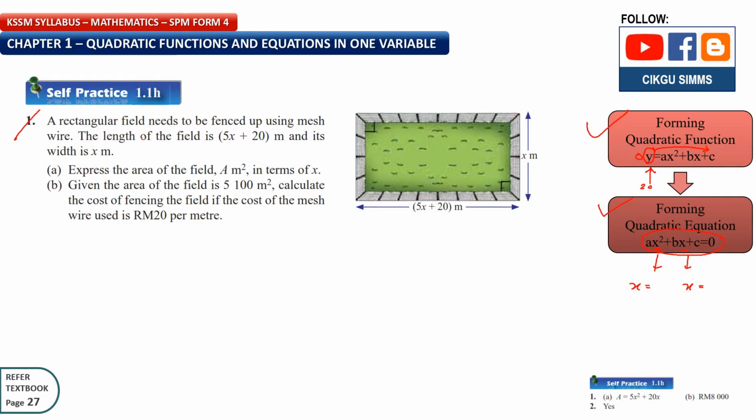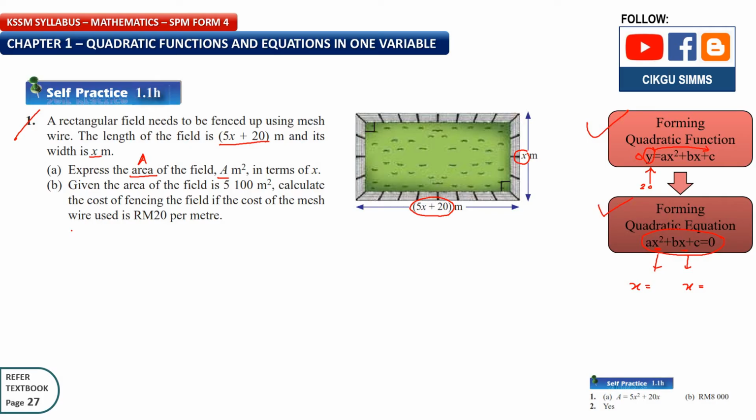A rectangular field needs to be fenced up using mesh wire. The length of the field is this, so this is the length, 5x plus 20, and its width is x. So the width is x. Express the area of the field, area A, in terms of x.